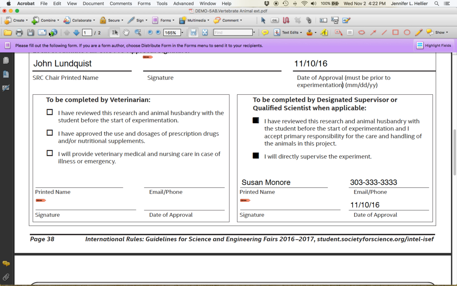You would then save this form, print it out, and have both John and Susan sign in the appropriate location before uploading this to your registration form.